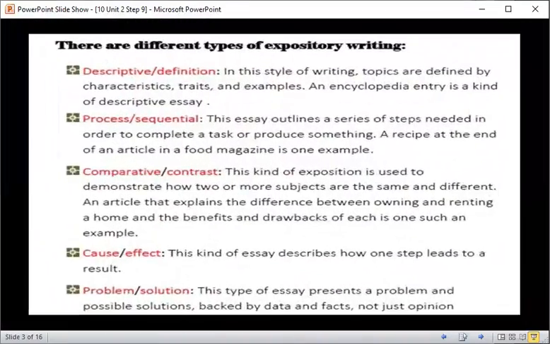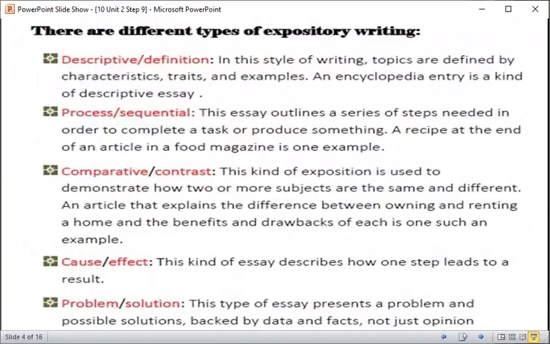What are the forms, or the different types of expository writing? Is it only one type? Is it only describing things? No way. You can describe, you can tell me the process of doing something, you can compare things, you can tell me the cause and effect of something, and you can tell me a problem and its solution.